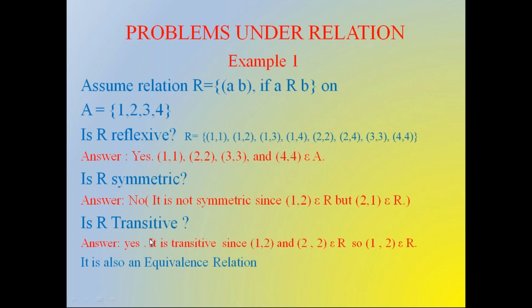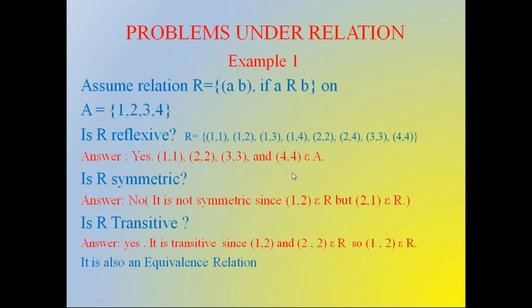And the third one: is R transitive? Yes, it is transitive, since (1,2) and (2,2) are in R. If (a,b) and (b,c) belong to R, then the third combination, the ordered pair (a,c), that is (1,2), belongs to capital R. So for transitivity, the condition is: if (a,b) belongs to R and (b,c) belongs to R, then if (a,c) belongs to capital R is satisfied, it is called a transitive relation.